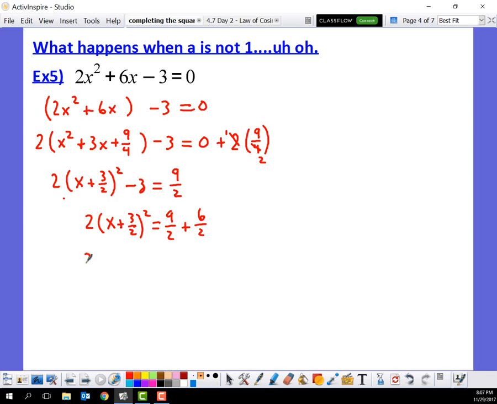So then here's where we're at. We're at 2 times the quantity x plus 3/2 squared equals 15/2.